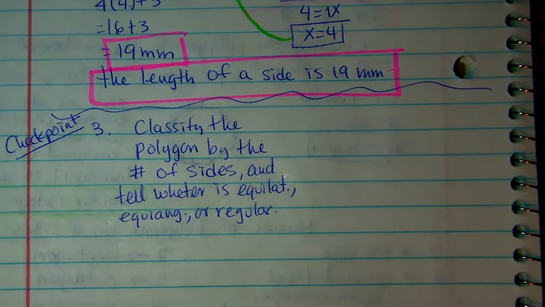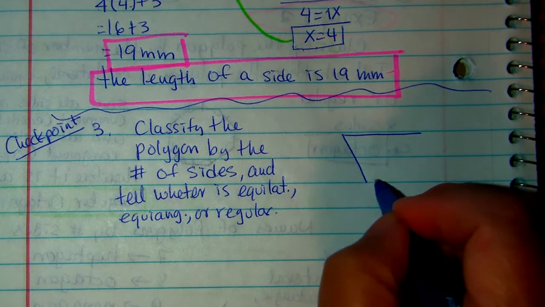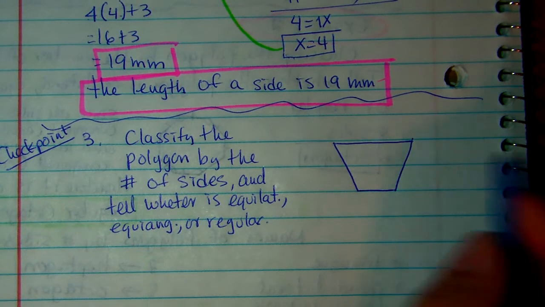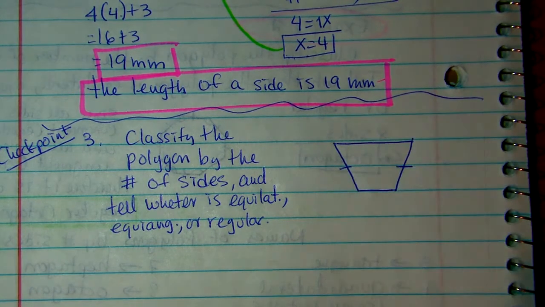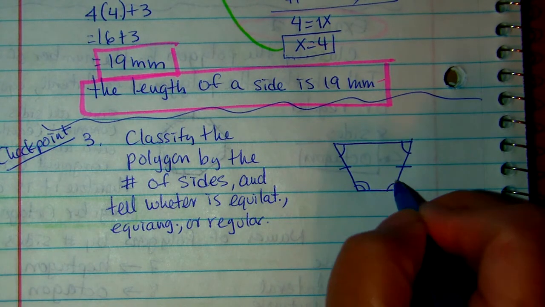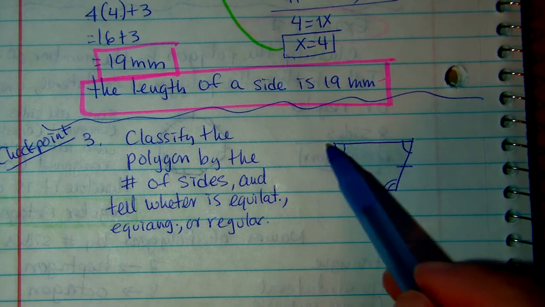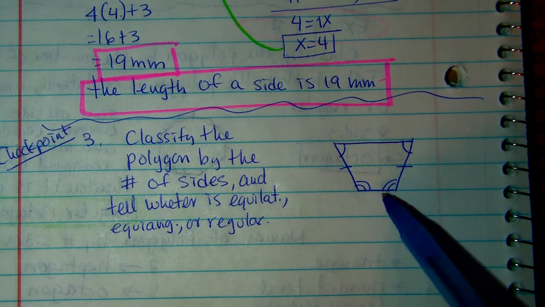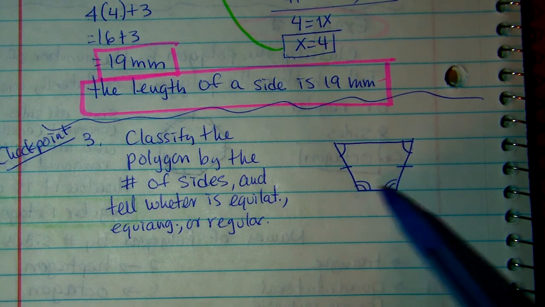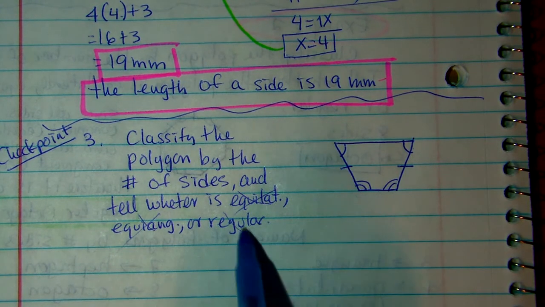Okay, so this is the figure that we have right here. It's like an upside down trapezoid right here. We have these symbols right here. First of all, only these two sides measure the same. This one obviously measures different and this one measures different. Only these two angles measure the same. Only these two angles are congruent, so it's not equilateral, it's not equiangular, and it's not regular.